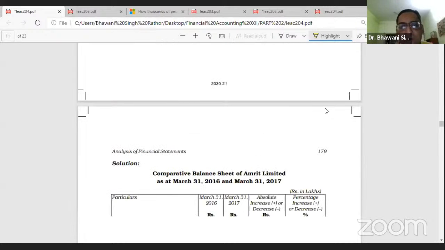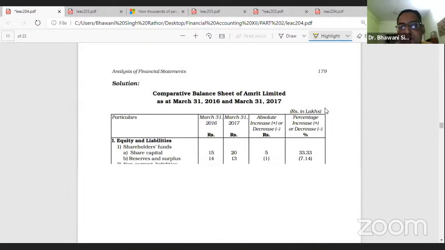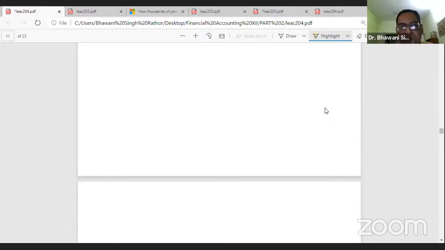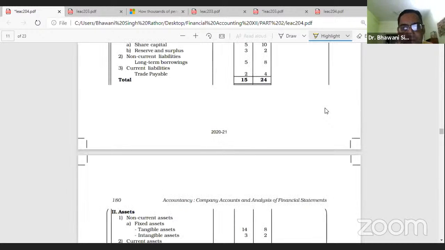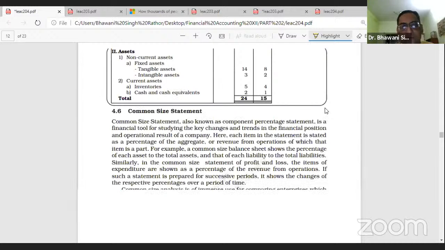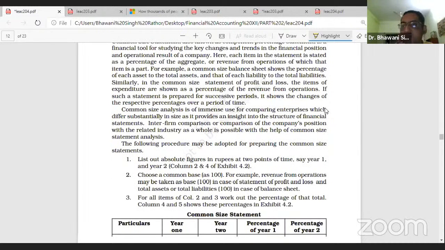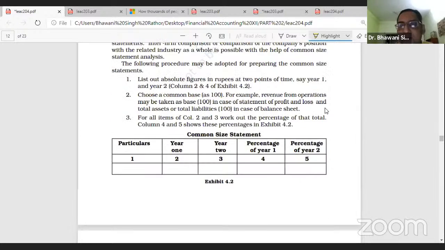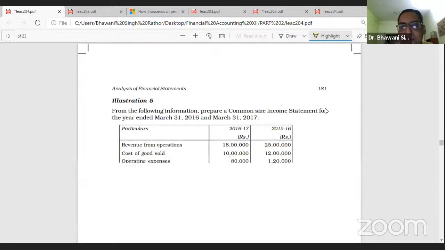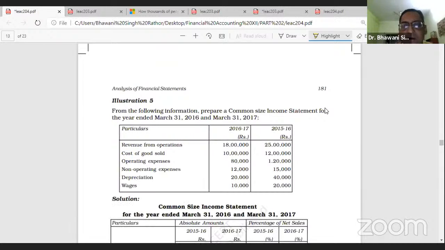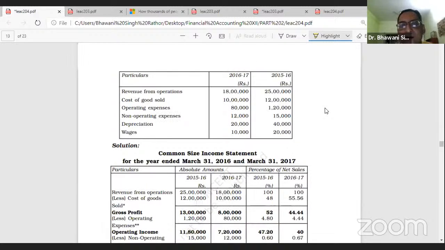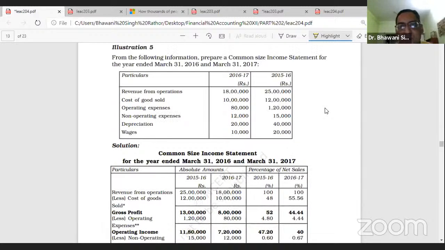Then we have common size analysis. The second part is common size statements. Now, what are common size statements? Also known as vertical analysis, where we are just analyzing the information of the same year and different items of the same year.